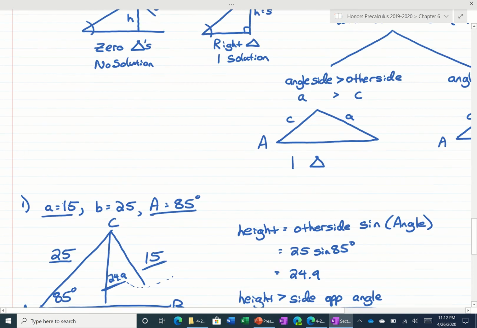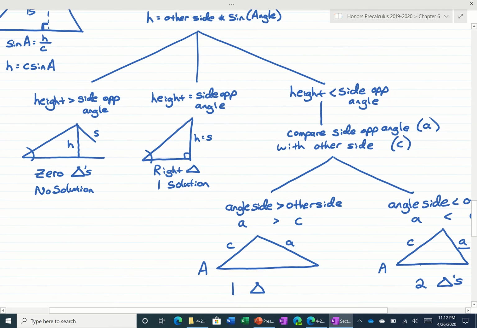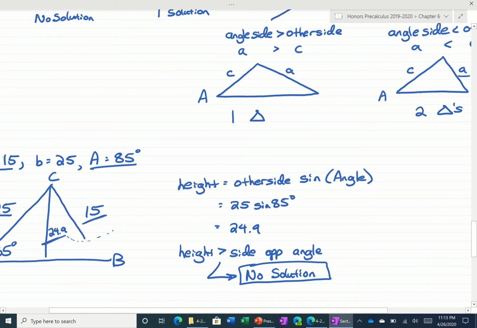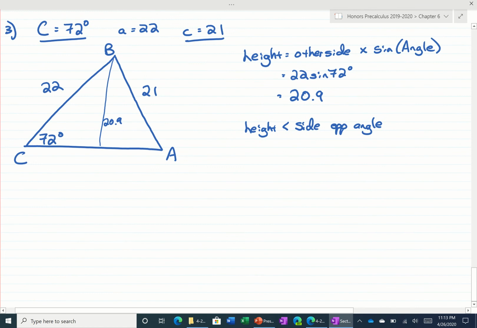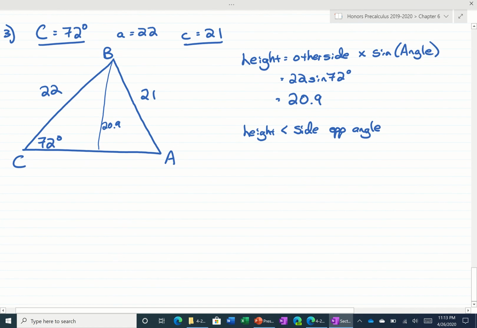Well, let's look at our flow chart. Right here. Okay, next step is we compare the side opposite the angle with the other side. Right here. Okay, so let's do that. 21, side opposite the angle, is smaller than the other side, 22.